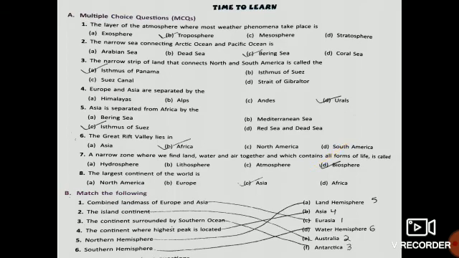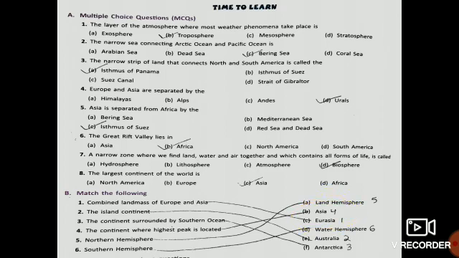The largest continent of the world is Asia. The combined landmass of Europe and Asia is known as Eurasia. The only island continent is Australia. The continent surrounded by the Southern Ocean, which we just did, is Antarctica. The continent's highest peak is located in Asia, that is Mount Everest.